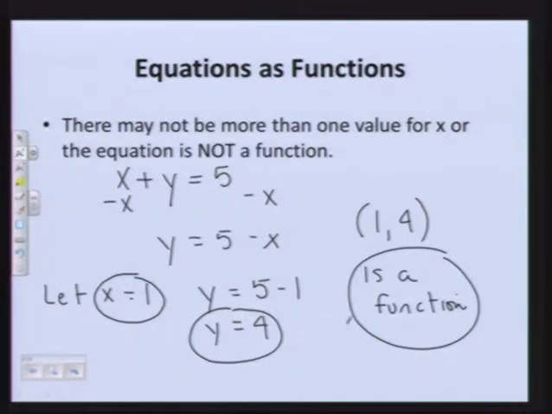And that's what we're looking for. Now you might say, well, how do you know if I come up with two different y values? Well, let's do an example so you can see.